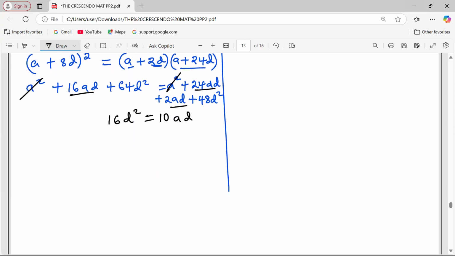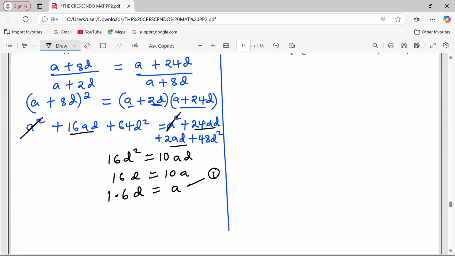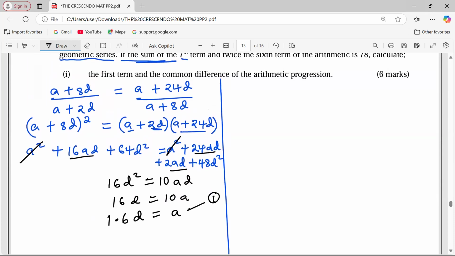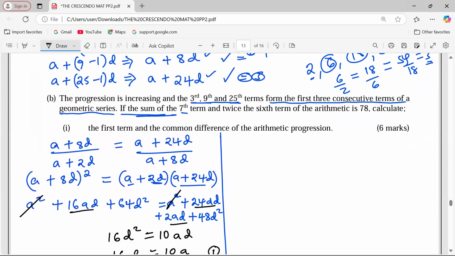From this, we can get the first simple equation, whereby the value of A can be expressed. From here we can divide through by D such that 10A equals 16D. And from this we can say the value of A equals 1.6 times the value of D. And this we can call equation 1. So we have broken it down until A equals 1.6D. Let's get to the second information.